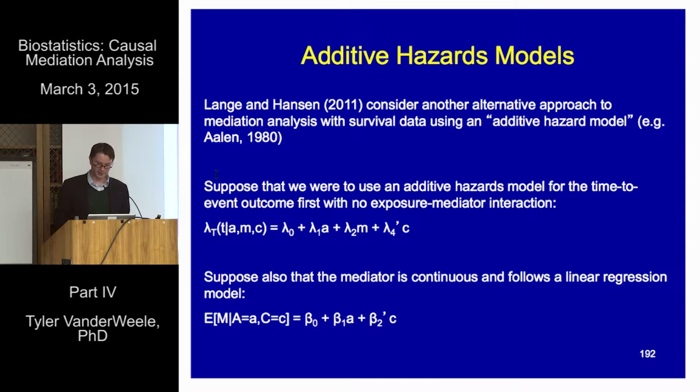So one of the earlier papers in the causal inference mediation analysis literature for time to event outcomes was a paper by Long and Hansen using additive hazard models. These aren't so popular in the US, but much more popular in Europe, especially the Scandinavian countries. I think in this context it can be quite a useful approach, where we model the hazard as a linear function of a baseline hazard, which will eventually be allowed to depend on time, main effects for the exposure and mediator, and covariates. For a continuous mediator, we could fit a linear regression model for the mediator.